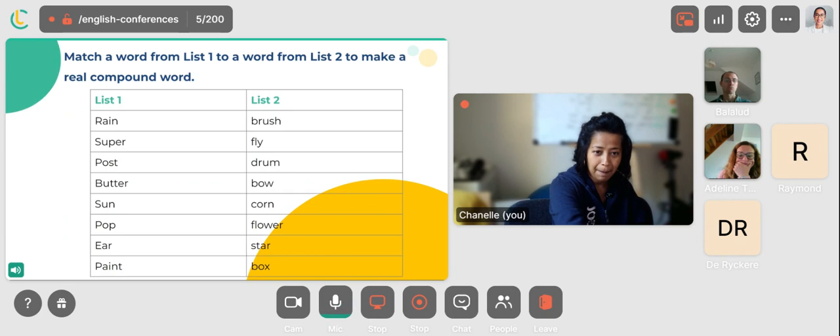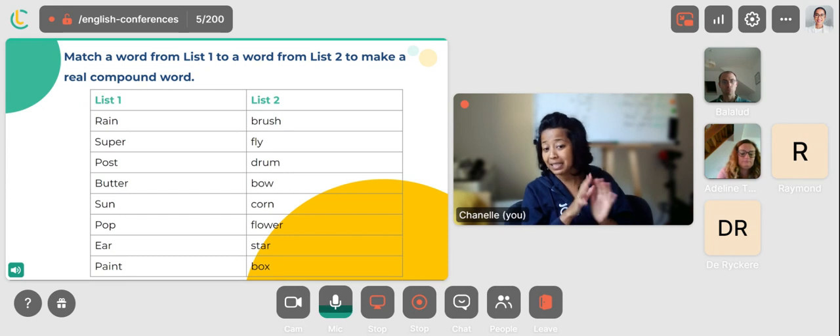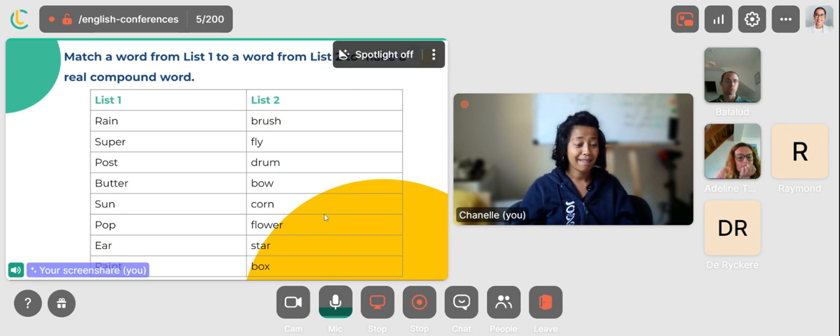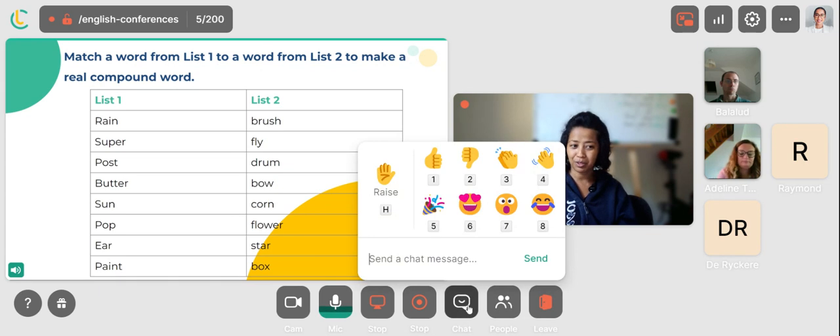So, bonus round. We need to match the word from list 1 to a word from list 2. So you can try and you can put some suggestions in the chat. Let's see. We've got rain, super, post, butter, sun, pop, ear, and paint. List 2, we have brush, fly, drum, bow, corn, flower, star, and box. So tell me, what do you think? You can put your suggestions in the chat. What compound nouns do you think we could create?